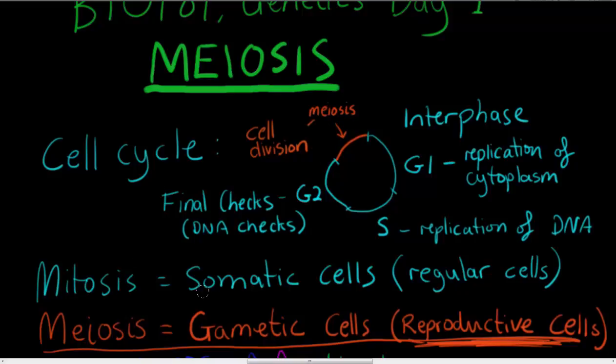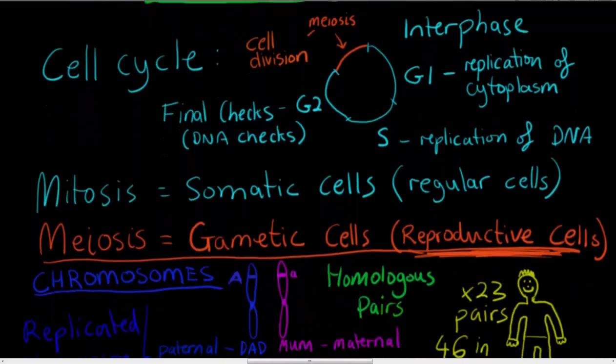Mitosis is the process by which we replicate our somatic cells. Somatic cells are just regular cells, and mitosis just clones the cell. Meiosis, however, is a process by which we create gametes, so our gametic cells, and these are reproductive cells, so sperm and egg. It's a process by which we go from one cell to 4 new cells with half the amount of genetic information. So we go from 2n to n.